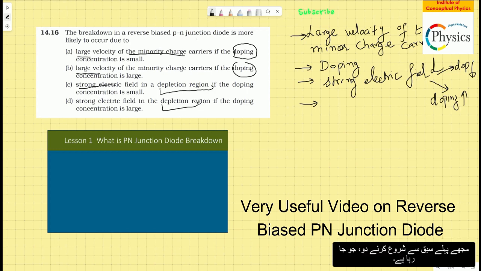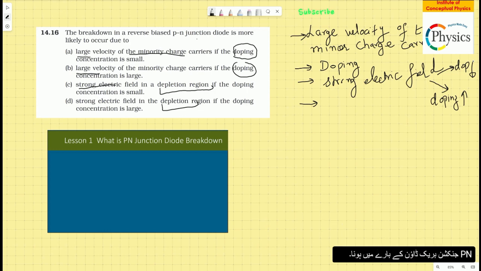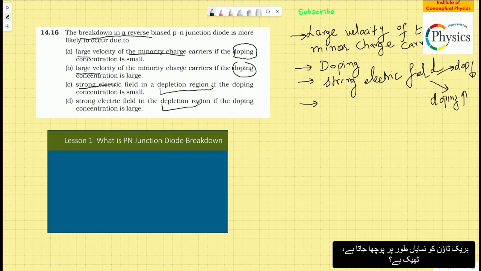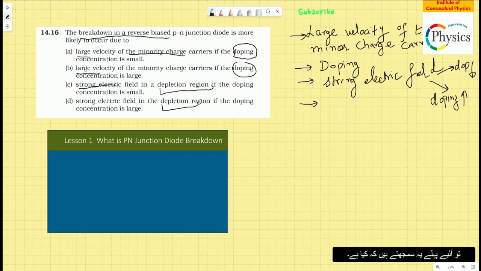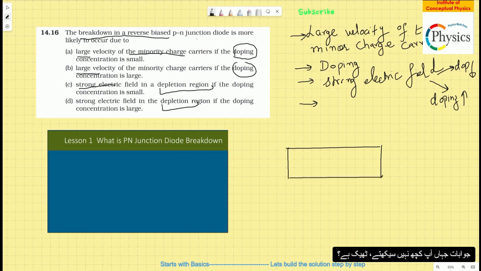Let me start with the first lesson, which is going to be about what is a PN junction breakdown. Because if you look into the question, breakdown is prominently asked for. So it's a reverse bias. So let's first understand what exactly is a junction breakdown. I'm just going to draw a PN junction, and some important and interesting points I will tell you. This is going to be a full-fledged lecture, which is explanation followed by an answer. I am not in the business of giving you answers where you don't learn anything.